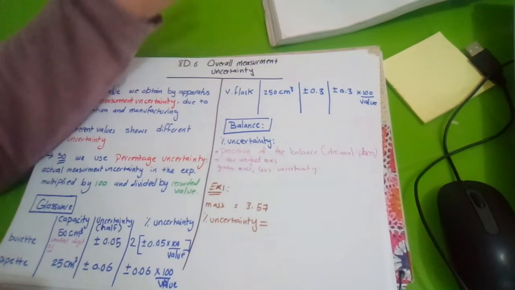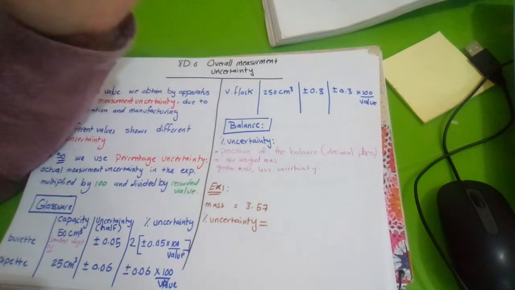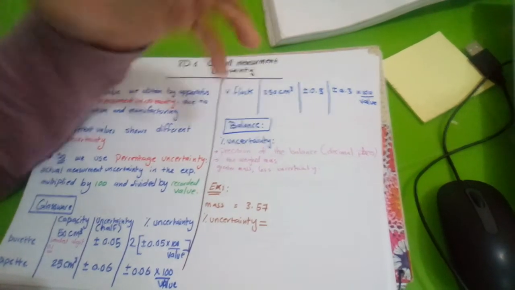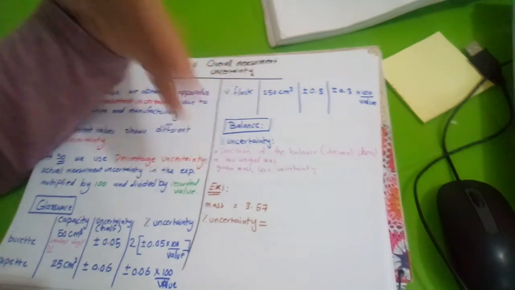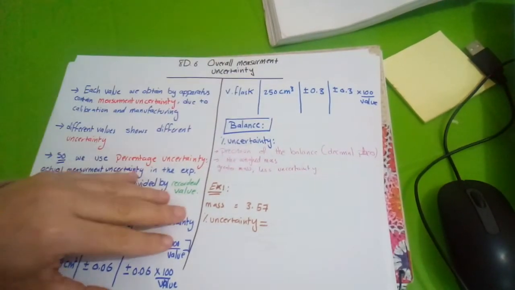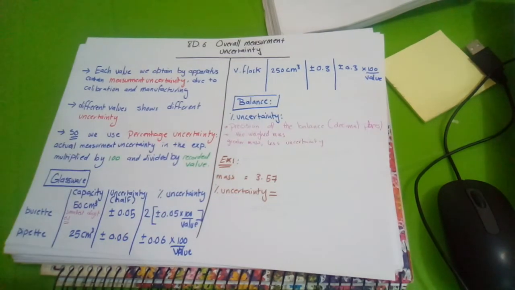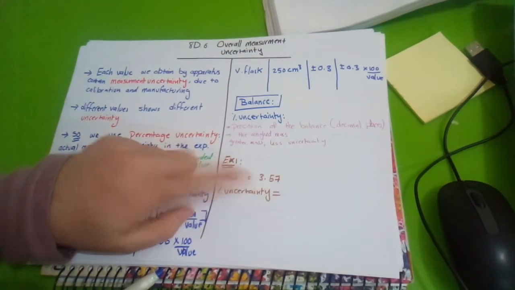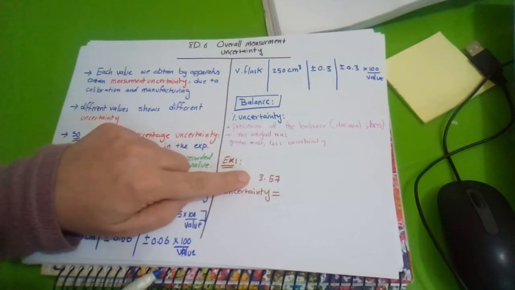Okay, so greater mass, less uncertainty. Less mass, more uncertainty. Example: in that example, he asks you to calculate the uncertainty for that value, and that value is mass.